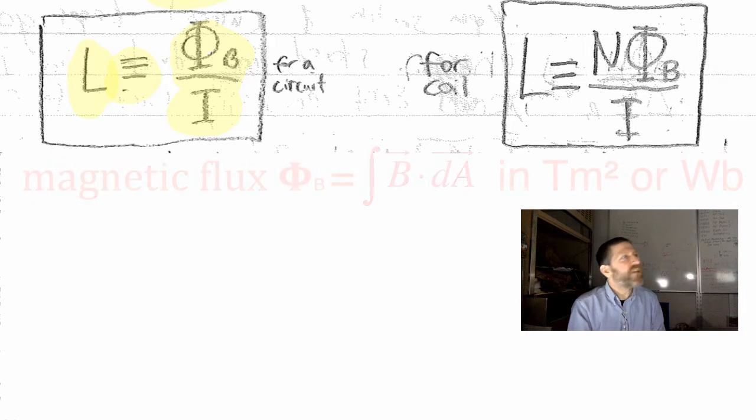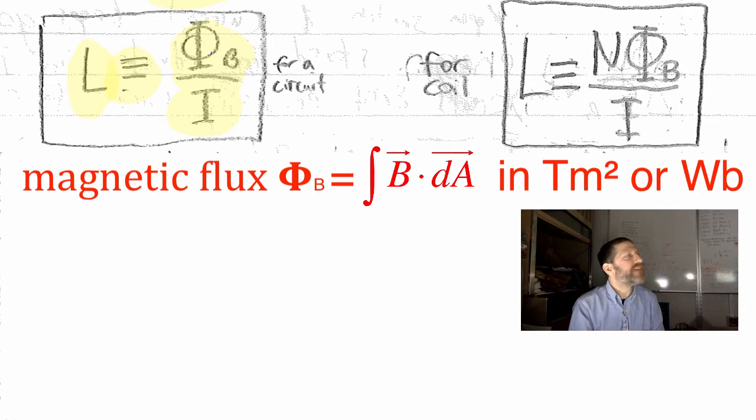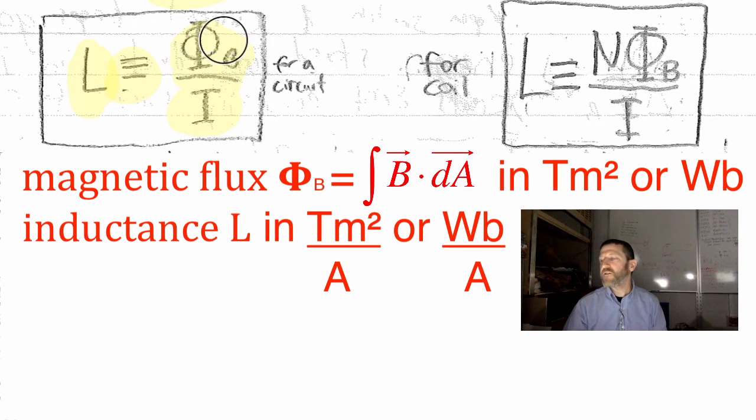So flux is measured in Teslas times what? Meters squared. Flux is B dotted on A, or the integral of B dot dA. So this flux is measured in Tesla times square meters. By the way, that is also called a Weber. A Weber is simply a Tesla times a square meter. So the inductance can be measured in Webers per amp, or Tesla square meters per amp.